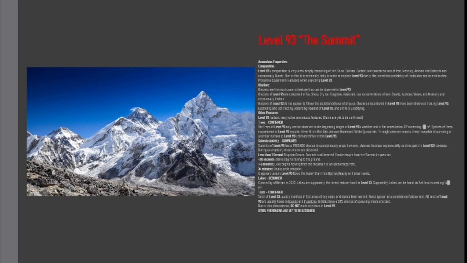Lakes. Debunked claim by U/Itrim in 2022. Lakes are supposedly the rarest feature found in level 93. Supposedly, lakes can be found on flatland exceeding 14 m².